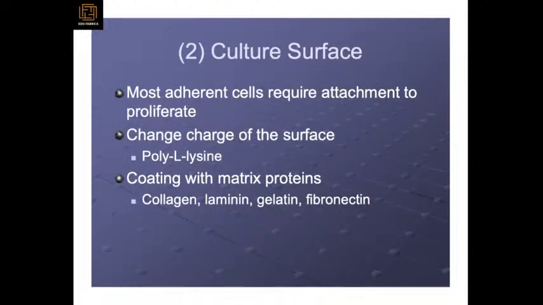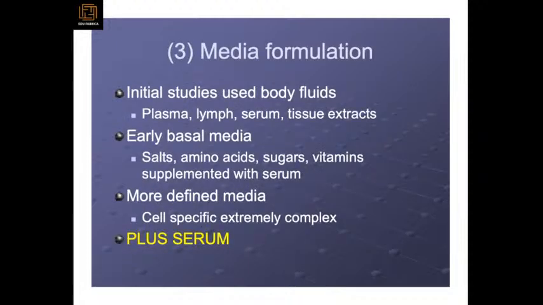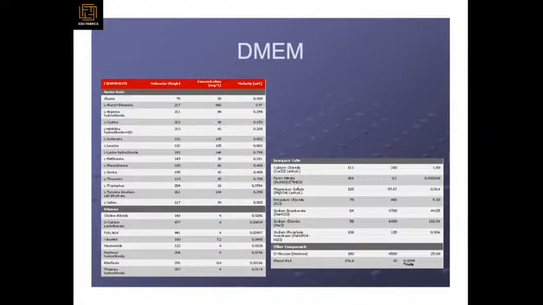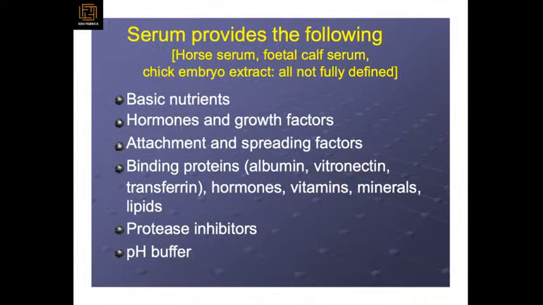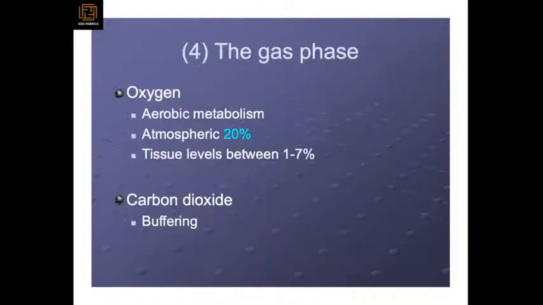So the cell culture surface has to be adhered; the cells have to adhere to the surface. So it should have some charge, like poly-L-lysine, or we have to coat our cell culture with collagen, laminin, gelatin, fibronectin, so that our cells can adhere to the cell culture plate easily. Media we have discussed already: DMEM media, inorganic salts, trace elements, amino acids, vitamins. Serums we have discussed: fetal calf serum, horse serum, which has all these ingredients.